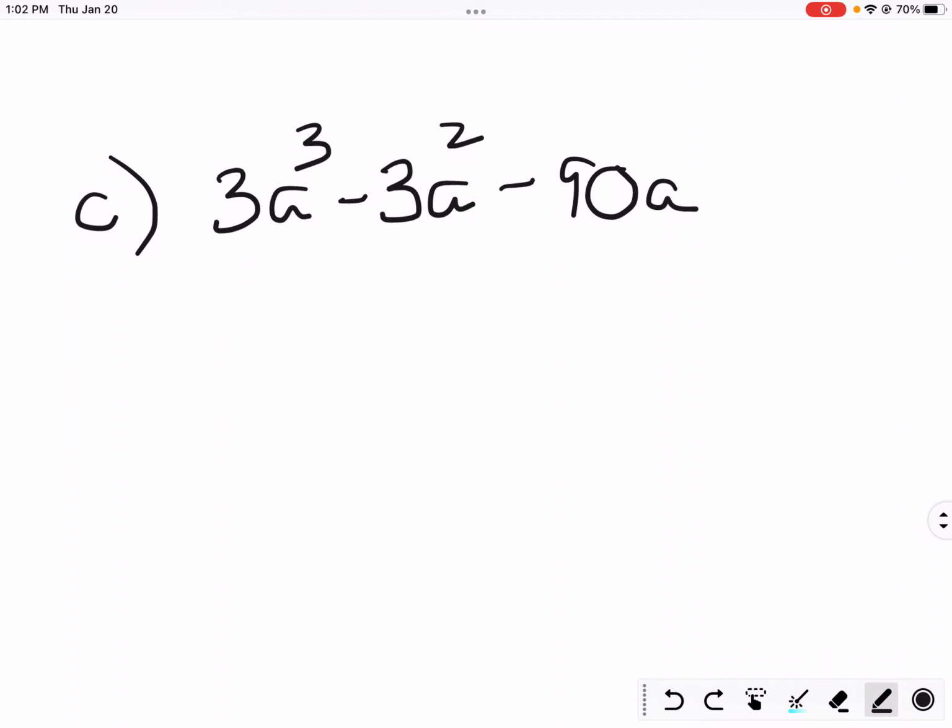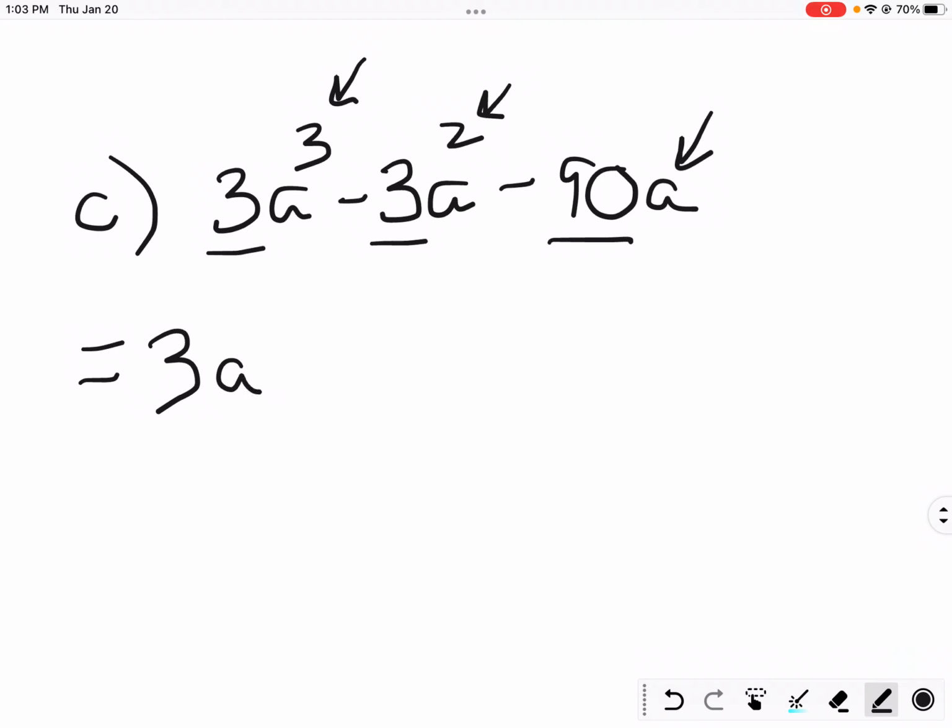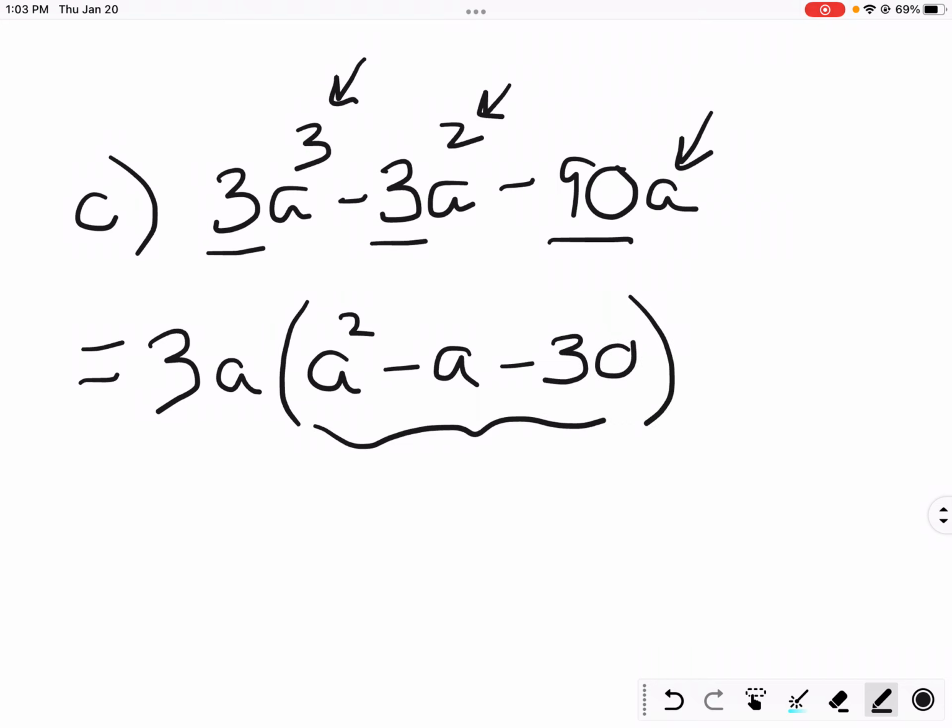Looking at the 3 and the 3 and the 90, I can definitely take a 3 out of each of those. Looking at a cubed, a squared, and a, I can take an a out of each of those. When I say take, I mean divide. This will leave a squared minus a minus 30. Now this looks like what we've been doing. And I'm going to change that to this.